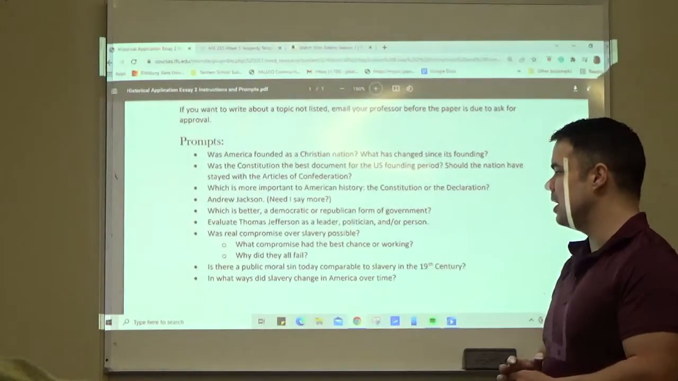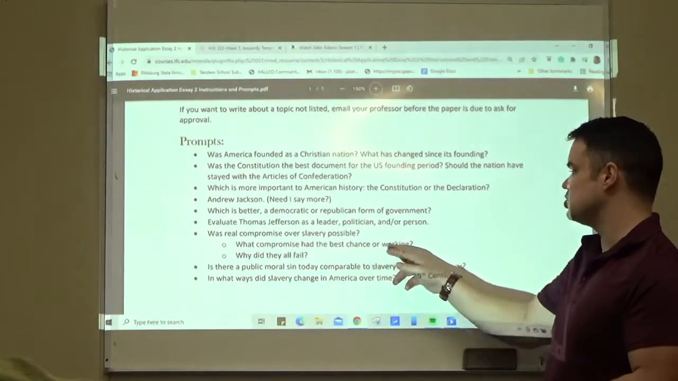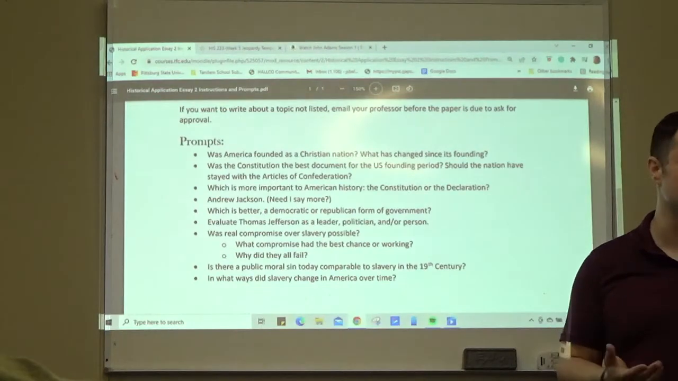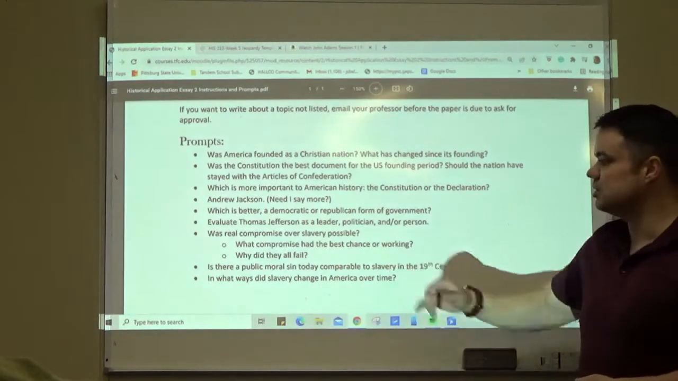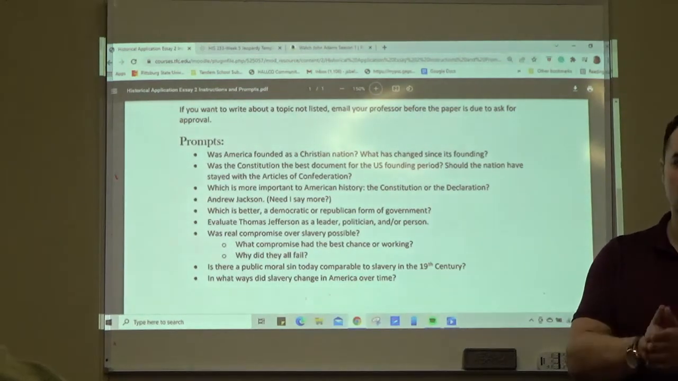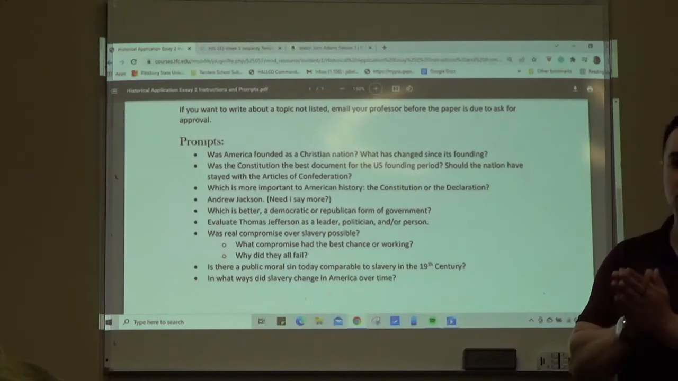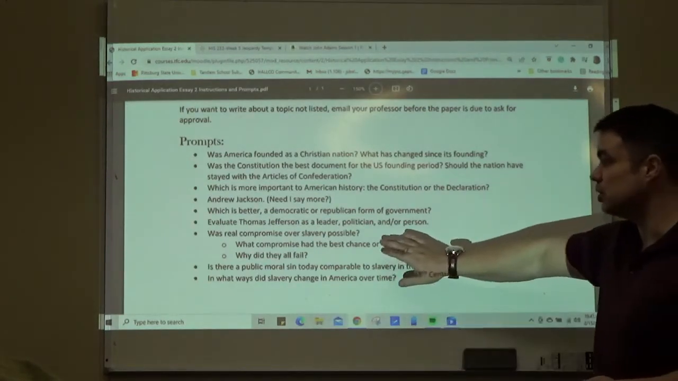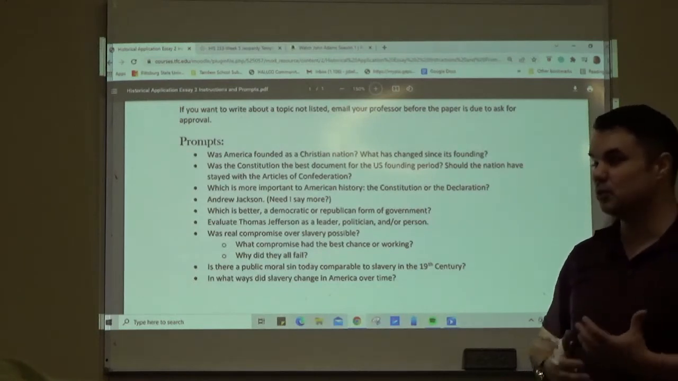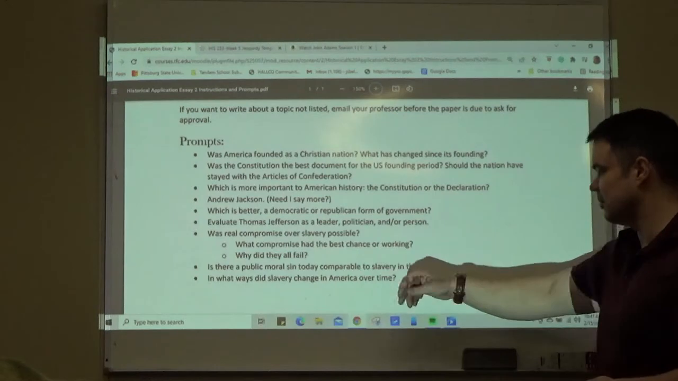Okay, this one, again, is a very controversial question. Was real compromise over slavery possible? In other words, what compromise had the best chance of working, and why did they all fail? The ones that they tried to make, why did they fail? In other words, do you think that it would have been possible to end slavery in a peaceful way, or was war the only solution? Was it going to come to war? Was it inevitable? This is a really good topic, but I'll be honest, a really controversial one. You've got to try to avoid the biases on this one. Make sure you have lots of sources for that, or at least a lot of backing.